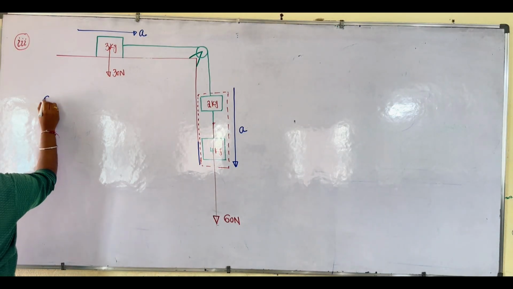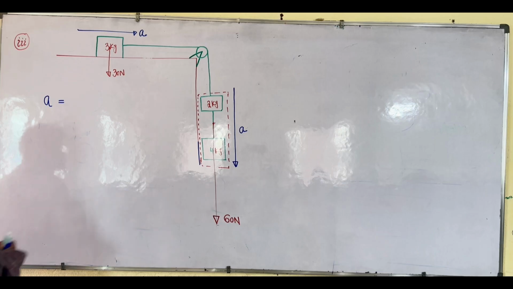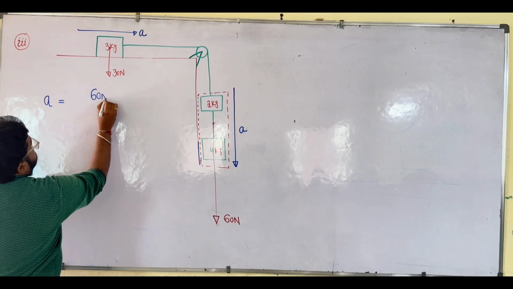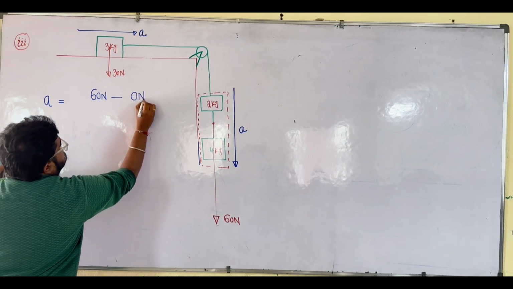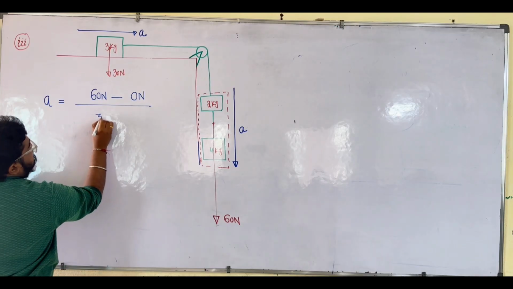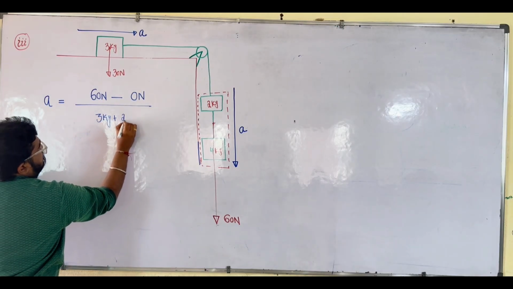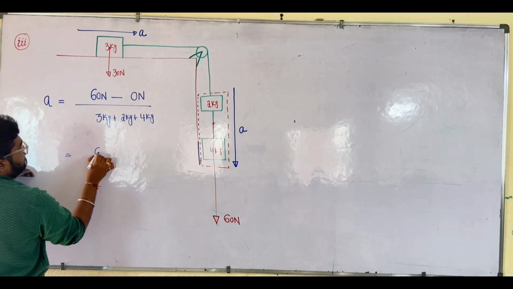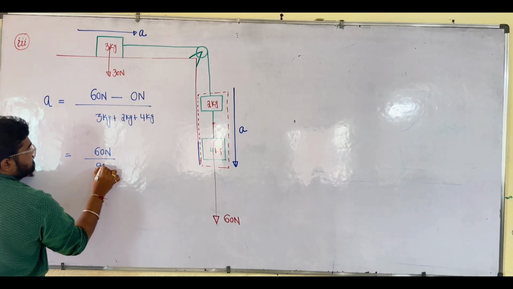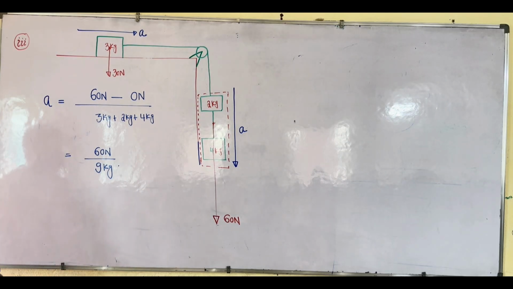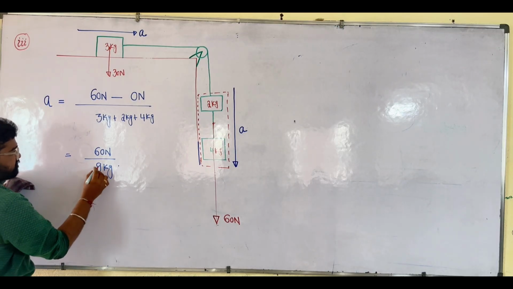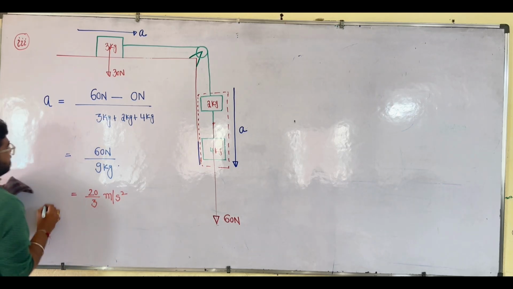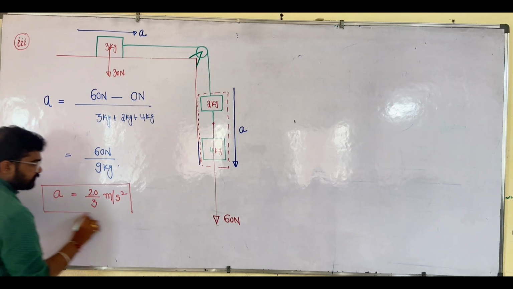So acceleration equal to how much? Here 60 Newton is supporting. Which one is opposing? 0 Newton. By total mass, 3 kg plus 2 kg plus 4 kg, 9 kg. 60 Newton by 9 kg, so how much is obtained? 20 by 3 meter per second square. That is the acceleration.